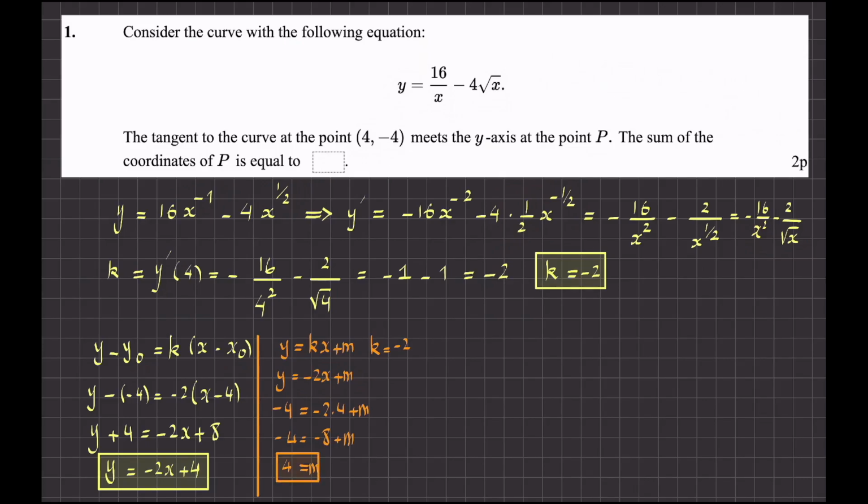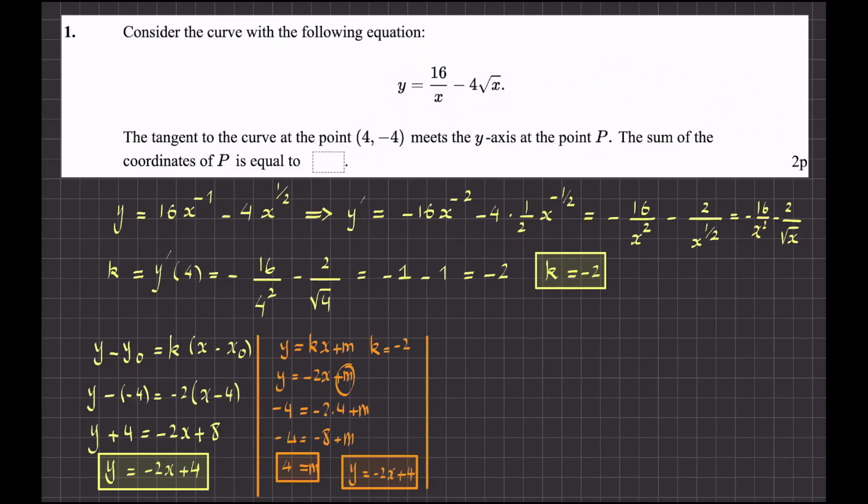But again, if I go back and replace m with this given number, then the answer will be exactly the same. So I will get y equals -2x plus 4. So you see that in both ways you will find this. Okay, my preference is to use the first method. But the problem is asking about something else.